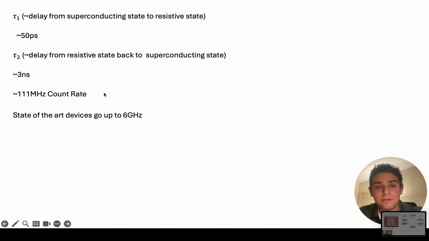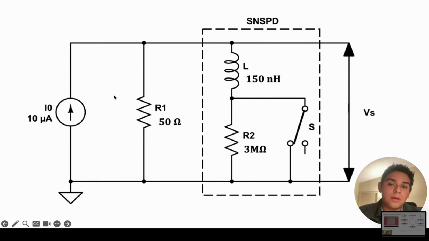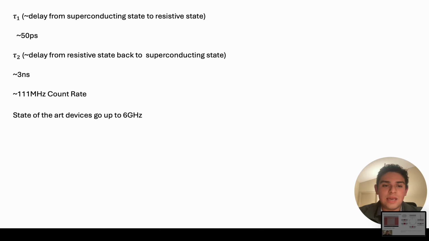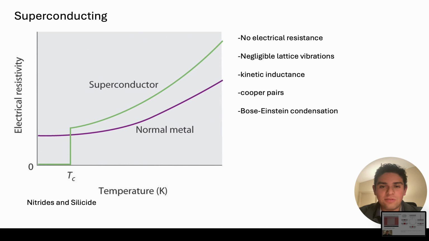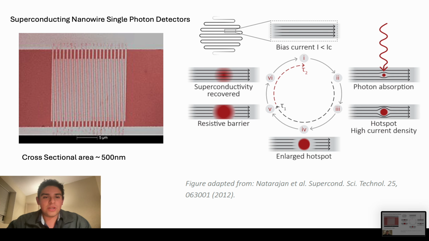And based off of the numbers that we had here, we find that this device would have a count rate frequency of about 100 megahertz, which is pretty dang good. And we know now from doing research that the state-of-the-art devices can go up to 6 gigahertz. So I hope that this video was interesting and you learned something from it. This was just a little high-level overview of this pretty cool device that is used in optics, quantum photonics, and many other fields.